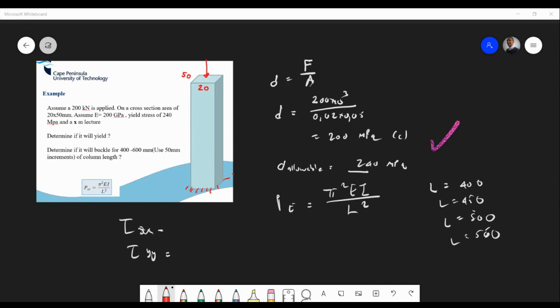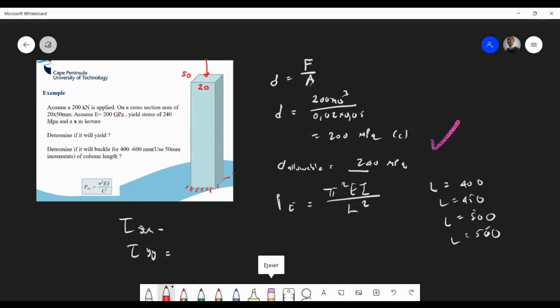So I get 208.33 times 10 to the minus 9 for IX. Again, 208.33 times 10 to the minus 9 meters to the power 4. Yeah, okay, cool. I'm checking myself. Yeah, I'm happy with that. That's IXX, right? Yes, sir. IYY.